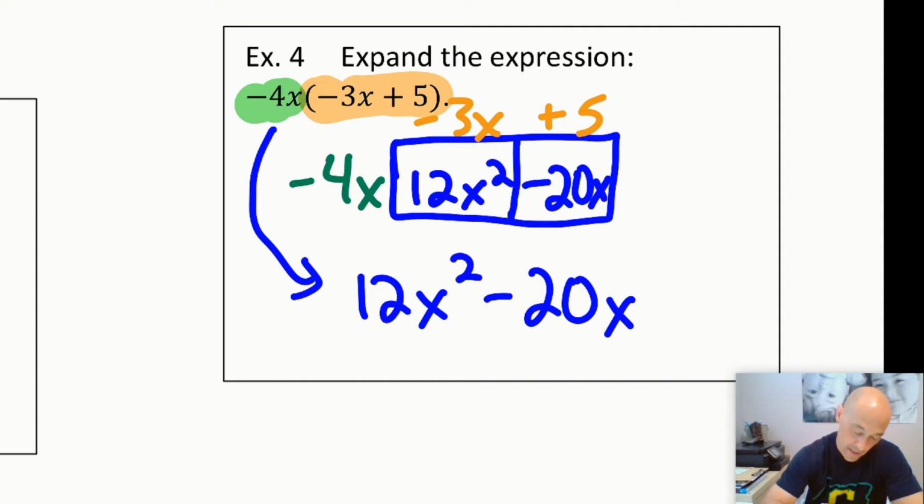We can also think of it as distributing. Negative 4x times negative 3x is 12x squared. Negative 4x times positive 5 is negative 20x. If you want to do the distribution just like that, instead of using the box, that's just fine. You can definitely do that.